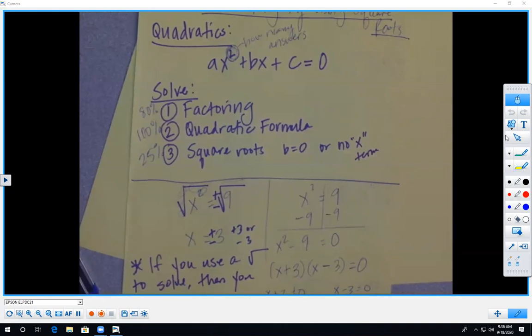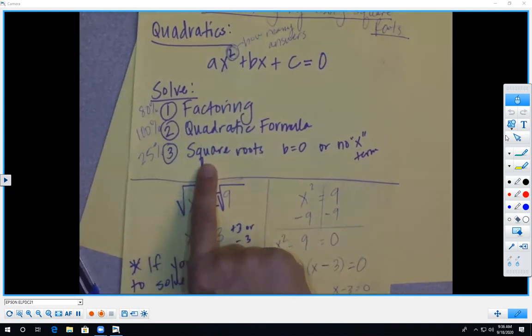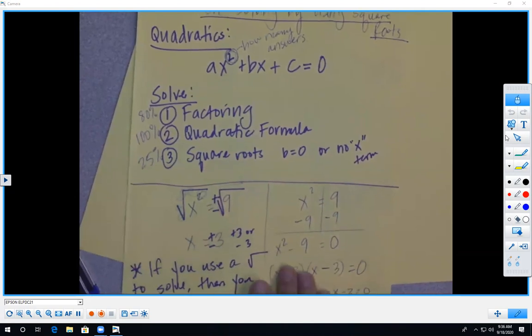If the problem was x squared plus 5x plus 2 or whatever, you cannot solve it using square roots. The x messes everything up. Okay, so anytime you don't have that middle term, square roots is a fantastic way to solve it. Okay, let me show you one other thing.